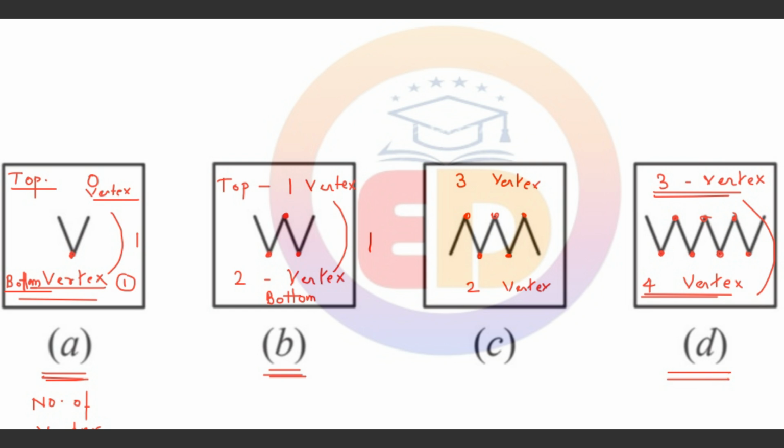However, if you see the figure C, it is the other way around. The vertex at the top is greater than vertex at the bottom. So that is our answer.